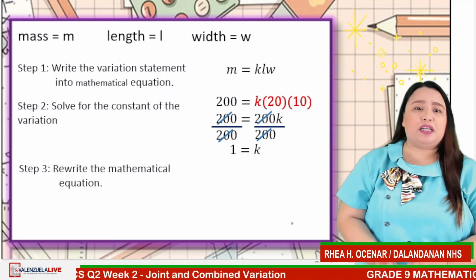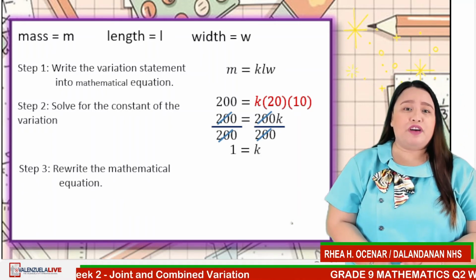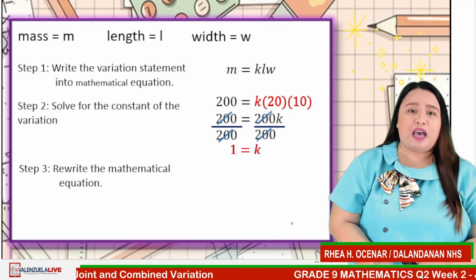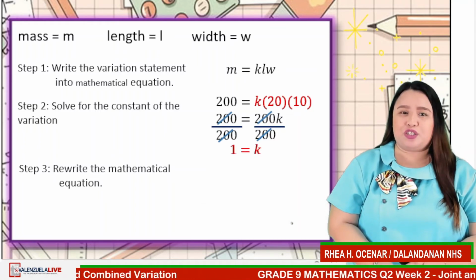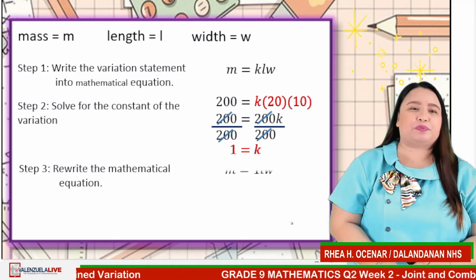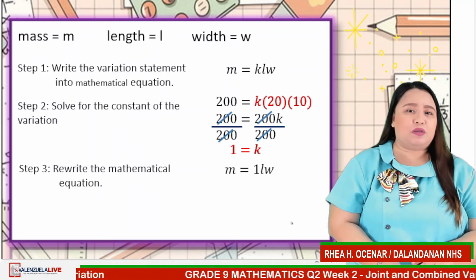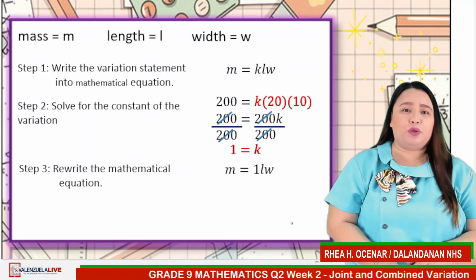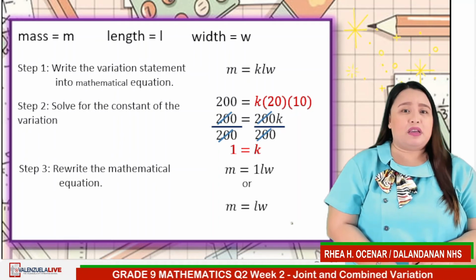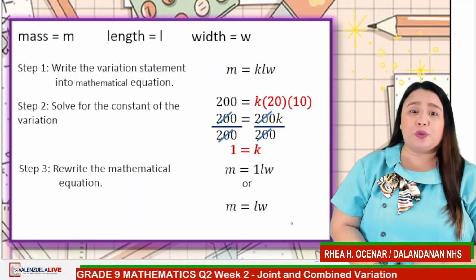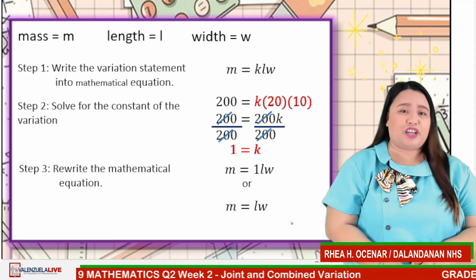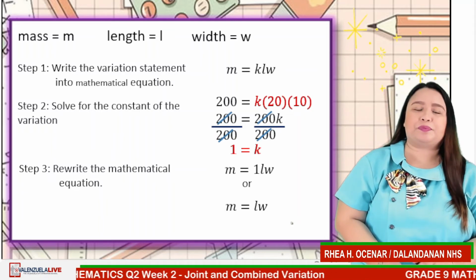Step 3. Rewrite the mathematical equation using the value of K as our constant of variation. We have M is equal to 1LW, or M is equal to LW, since the constant of variation is 1.